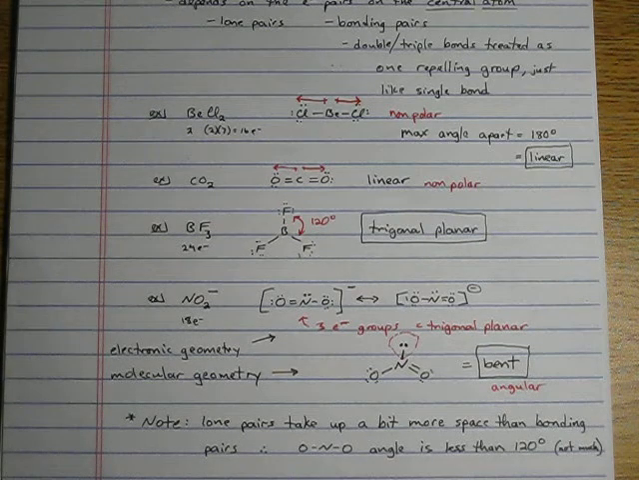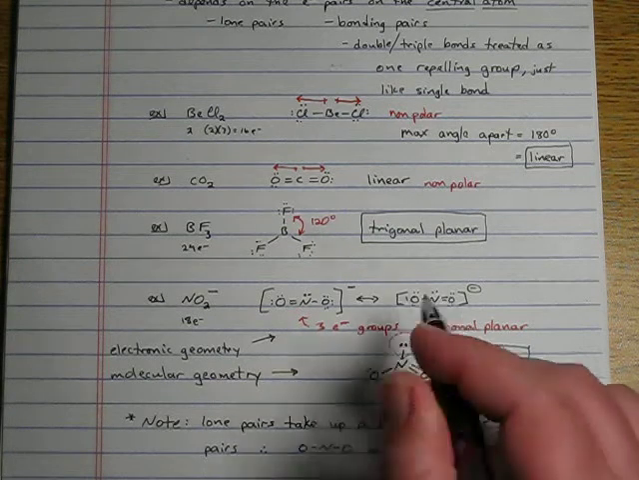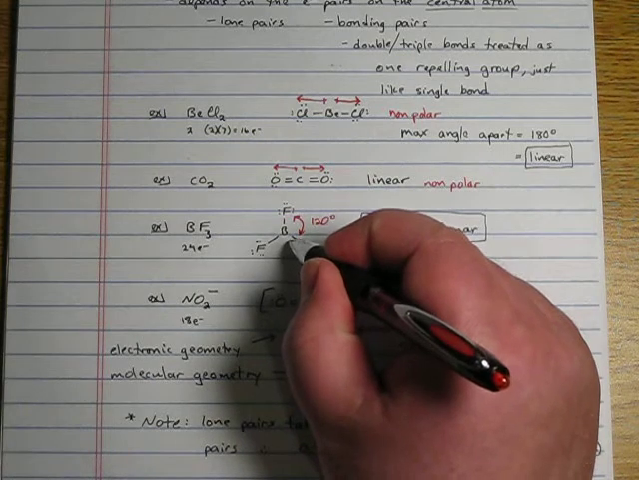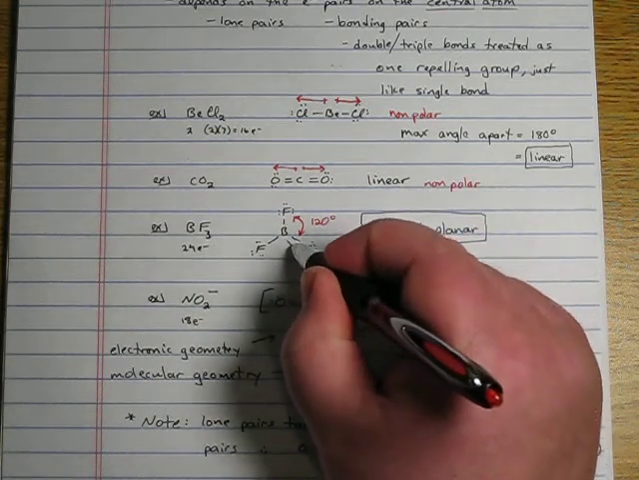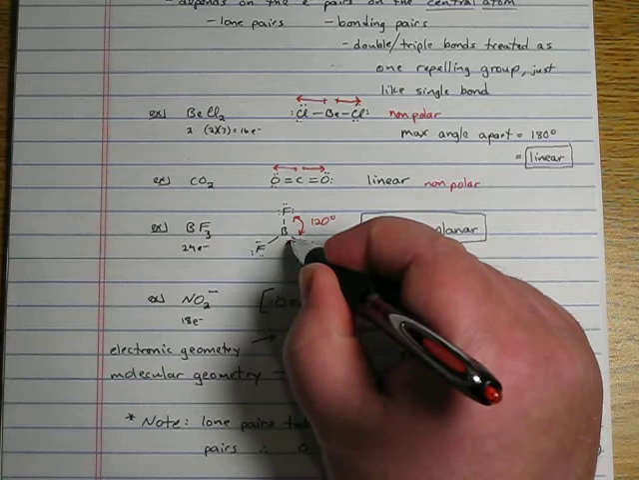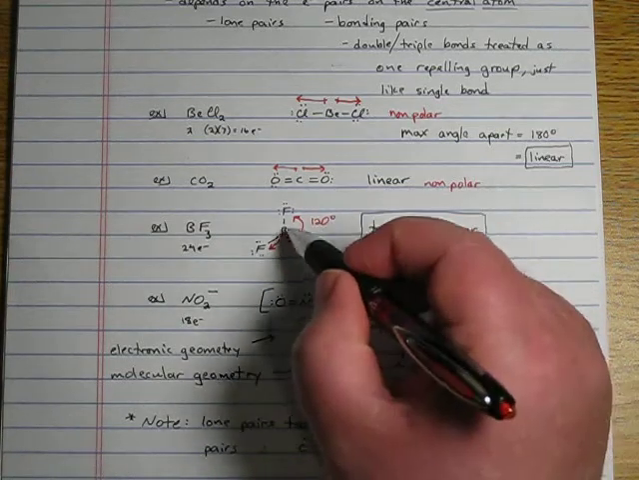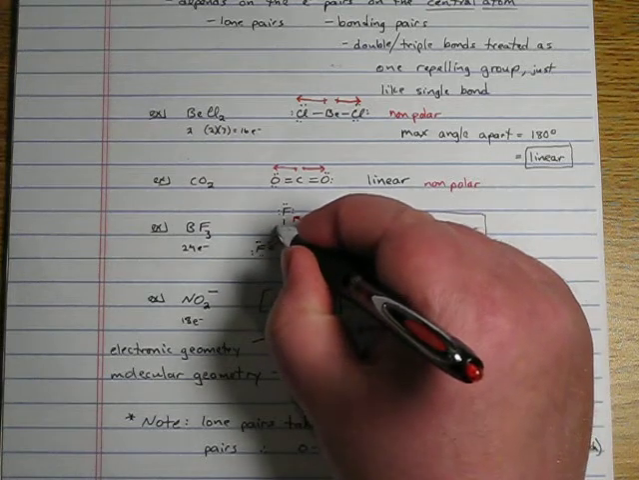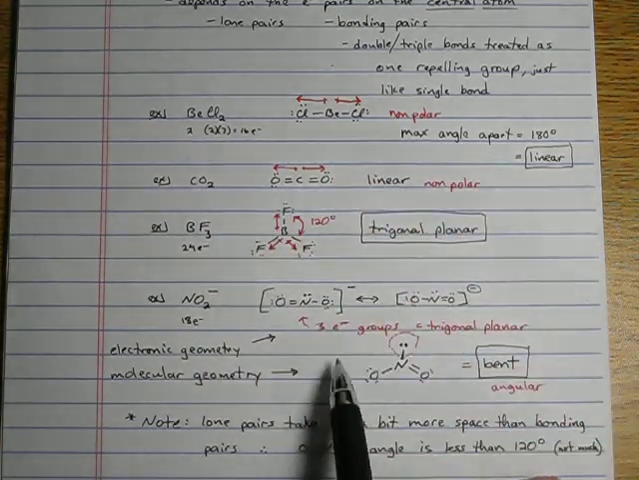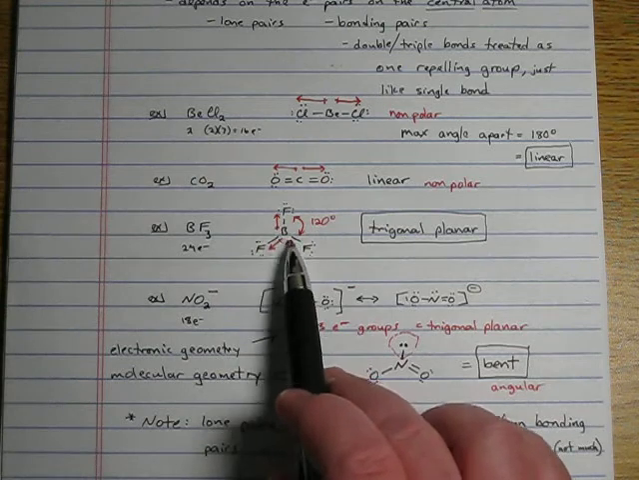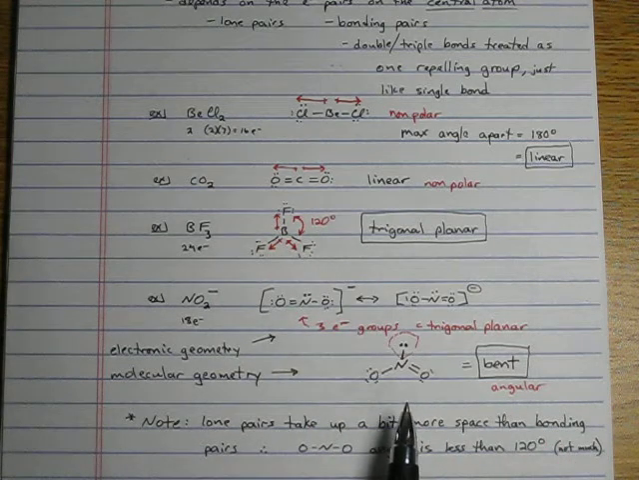BF3, things look a little tricky here. They kind of are, but after we're done with it, I'll give you a little hint. When we look at BF3, we know that fluorine is the most electronegative element, so it's definitely more electronegative than boron. So this boron-fluorine bond has a dipole moment here, and this boron-fluorine bond has a dipole moment here, and this boron-fluorine bond has a dipole moment here. The question is, do these three dipole moments cancel each other out?